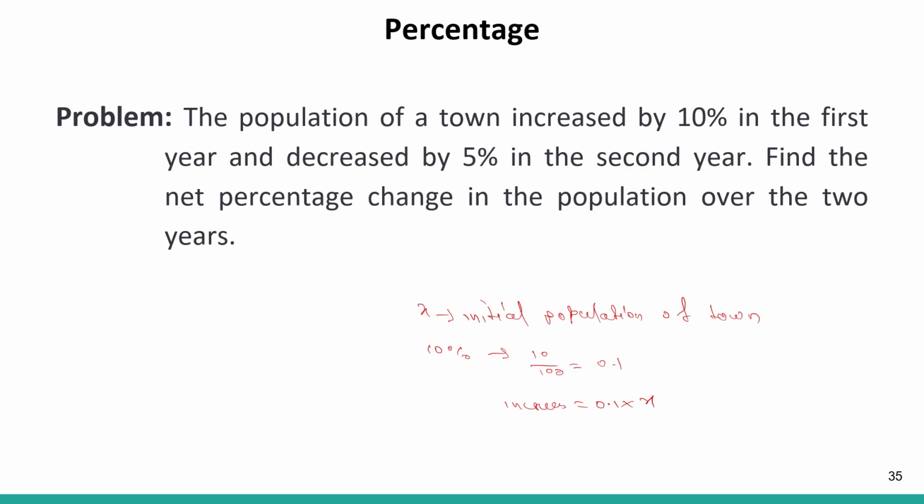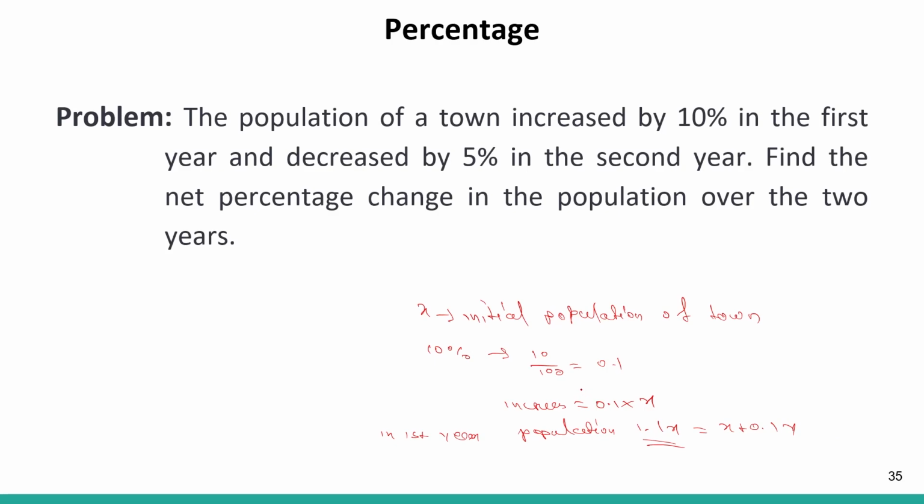Okay, so in the first year, and then what it became is after first year. So in first year, population is 1.1x, because this is equal to X plus 0.1x. Okay, so what it is equal to is 1.1x. So at the end of first year, what we had was 1.1x.